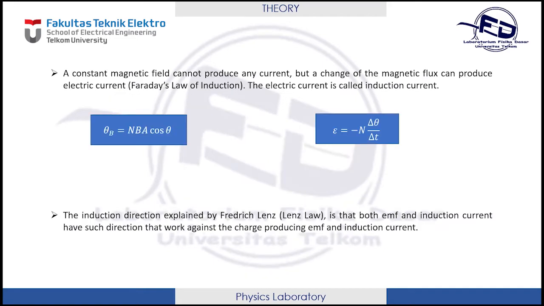It is important to note that a constant magnetic field cannot produce any current, but a change of the magnetic flux can produce electric current. According to Faraday's law of induction, the electric current is called induction current. The induction direction explained by Frederick Lenz, as in Lenz's law, is that both EMF and induction current have such direction that work against the charge producing EMF and induction current.